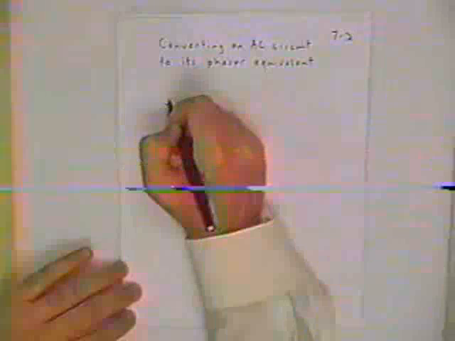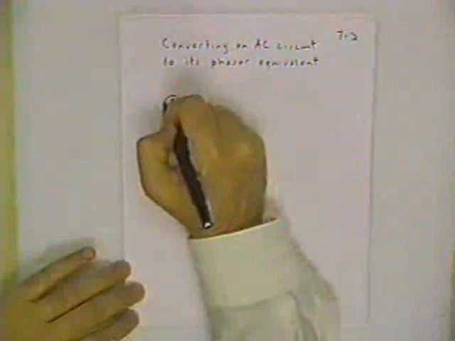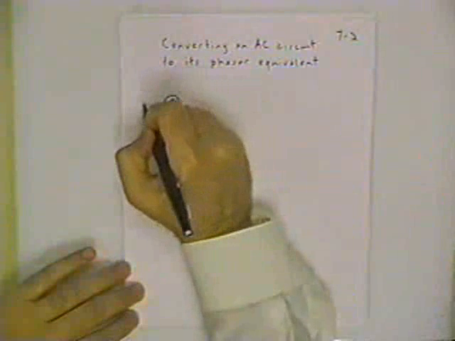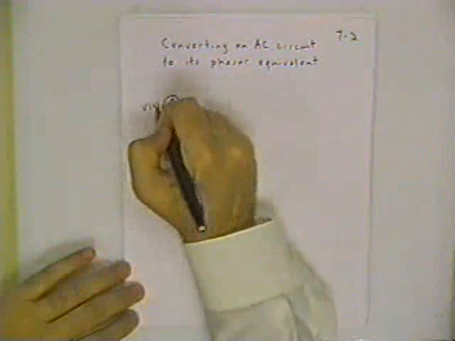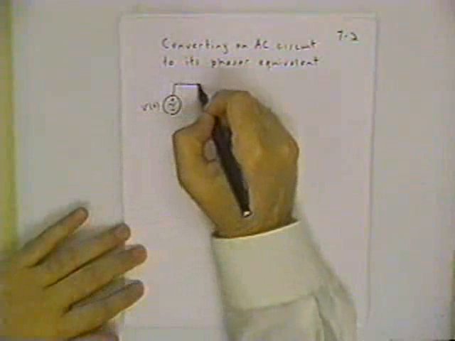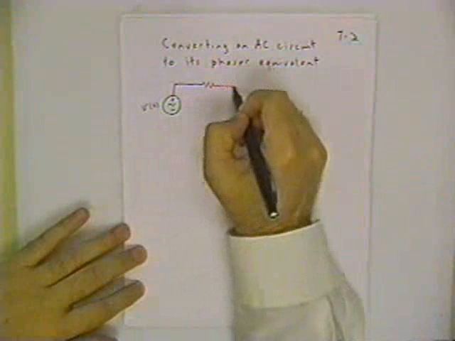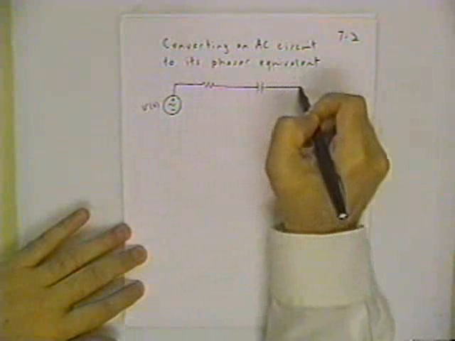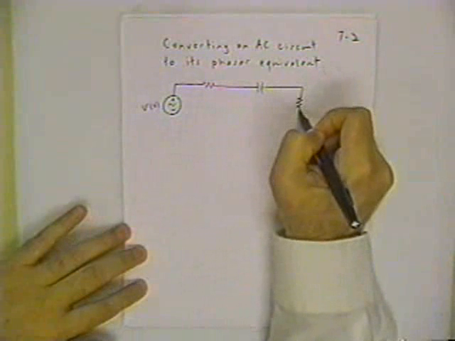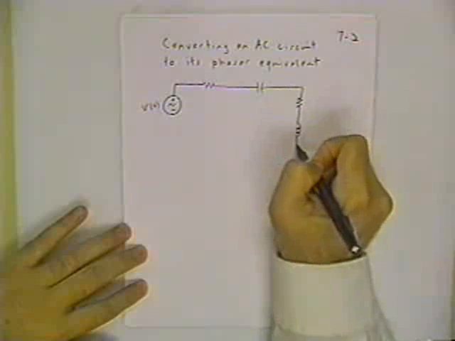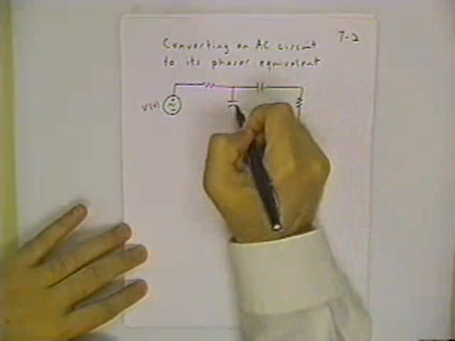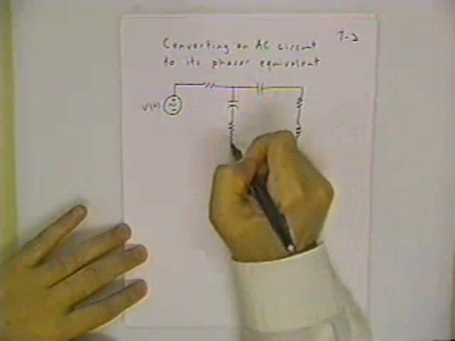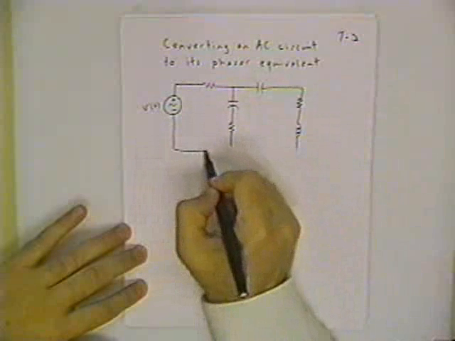So let's take a typical problem and say this is a given voltage waveform, and we have a resistor here and a capacitor, resistor, an inductor, and let's make this a capacitor and a resistor. Complete the circuit.